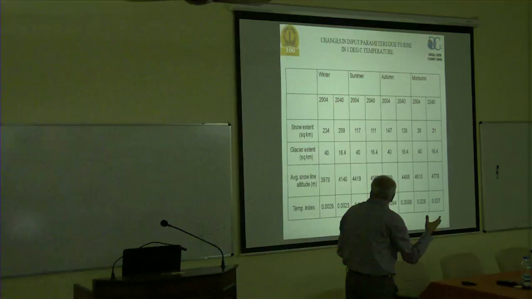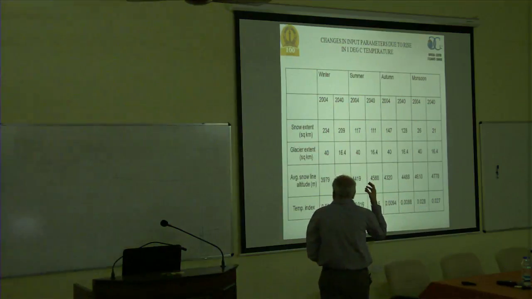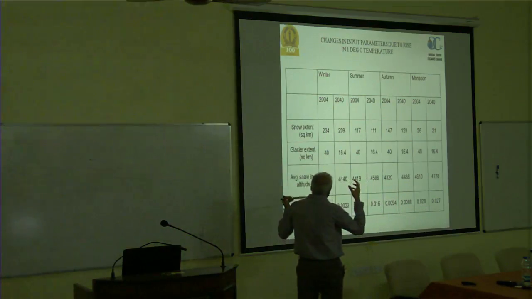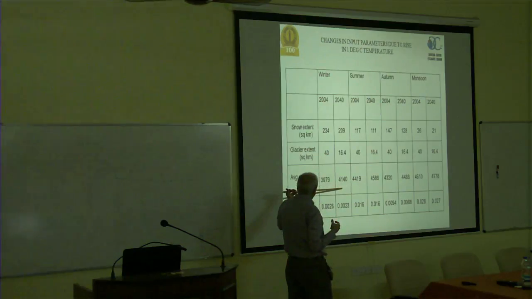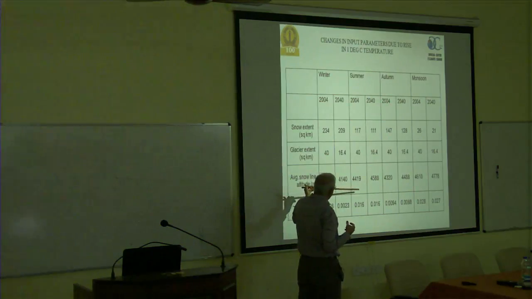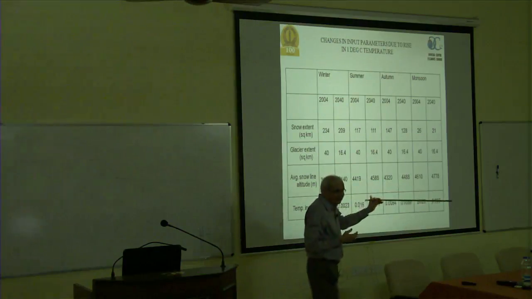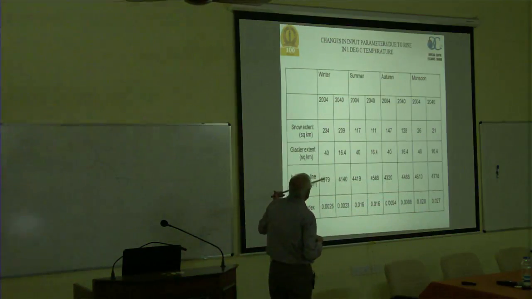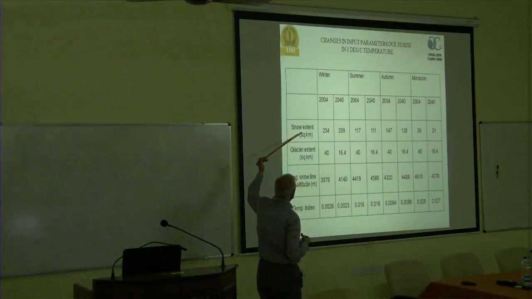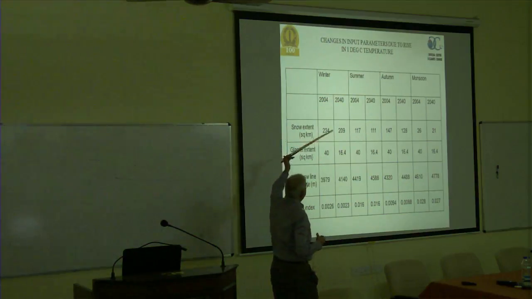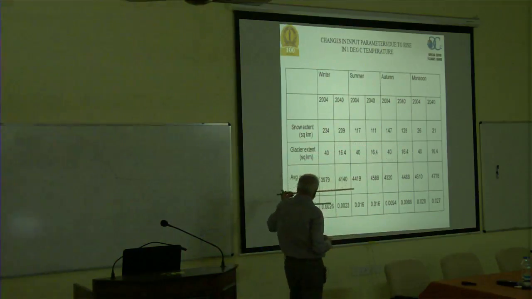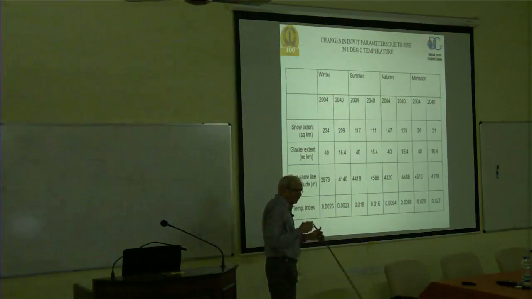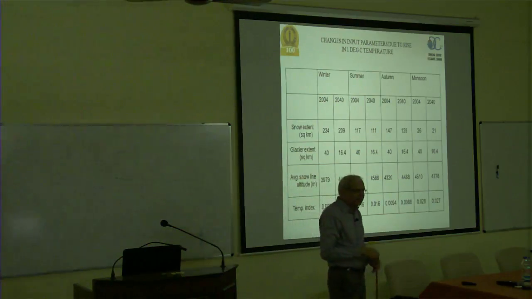At that time, the average snow line will change in various seasons from 3,979 to 4,001, 140. Likewise, you can calculate for all seasons, and you can also calculate how snow extent will change. And this is for 2040. So you can also know that. And then the temperature index will change from year to year. You can calculate that.